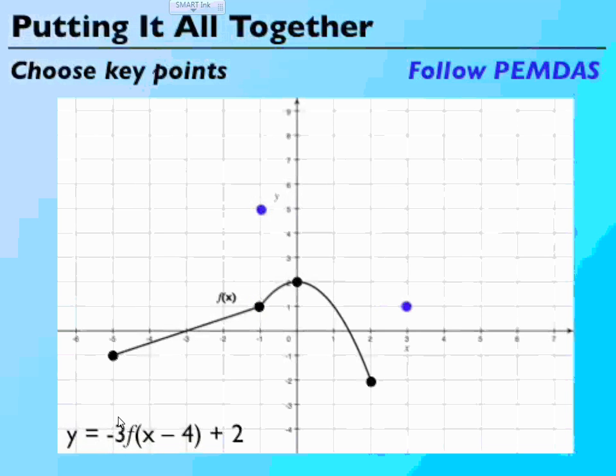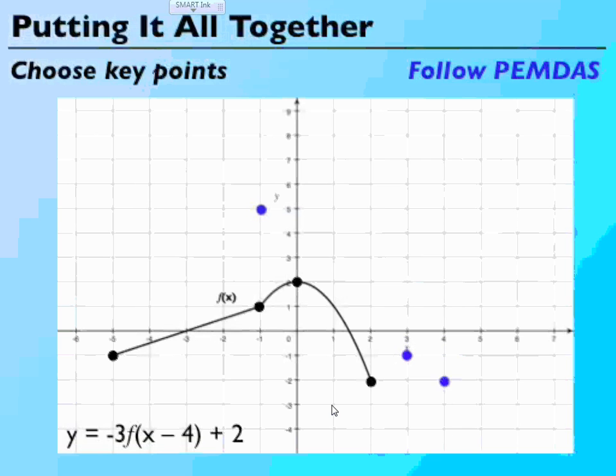Then the negative 3 multiplied by the whole function here, by the f of whatever, the negative 3 means take the output. What is the output right now? It's 1, and multiply it by negative 3. So it goes down to negative 3. And then the plus 2 on the end means move up 2. So we follow the exact same set of steps here for every single point.